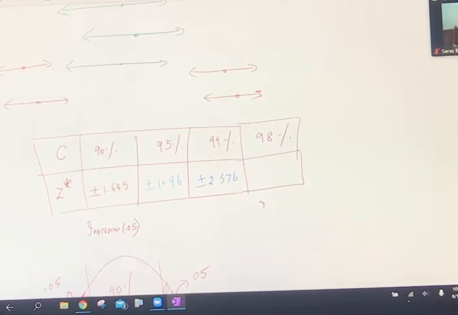So it's going to be inverse norm 0.01. What is inverse norm 0.01? Let me use the technology to get that. It is the second box, option number 3, inverse norm 0.01. That number is 2.33. So this is going to be plus or minus 2.33.